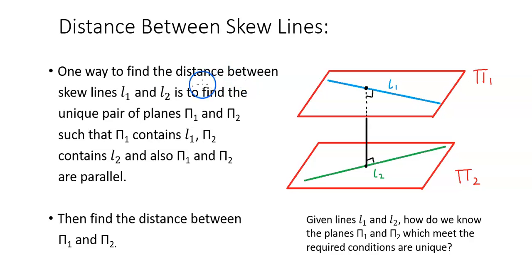One way you could go about finding the distance between the skew lines L1 and L2 is to find the unique pair of planes pi1 and pi2 such that pi1 contains L1 and pi2 contains L2. So the lines are inside their respective planes, and also pi1 and pi2 are parallel. Then clearly the distance between the lines L1 and L2 is just the distance between the planes. Since the planes are parallel, any vector that's a normal vector of one is also a normal vector of the other.